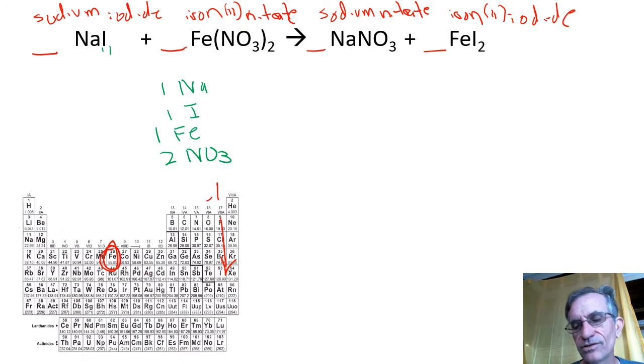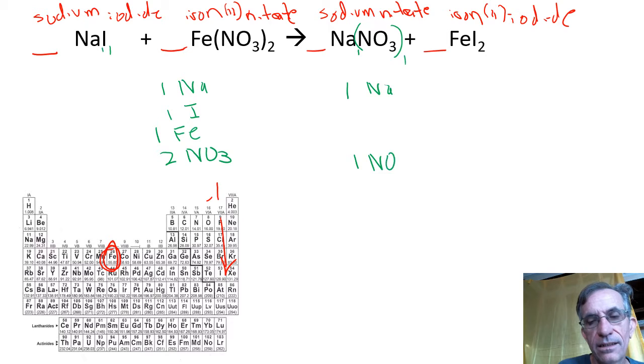On the right-hand side, we're going to do the same thing. Sodium, one of them. Nitrates is the next thing I see. Again, I could even think of this sort of in parentheses. There's one nitrate. On the right-hand side, there is one iron. And then the subscript after the iodine tells me there's two iodines. All right, so that's where we're at right now.